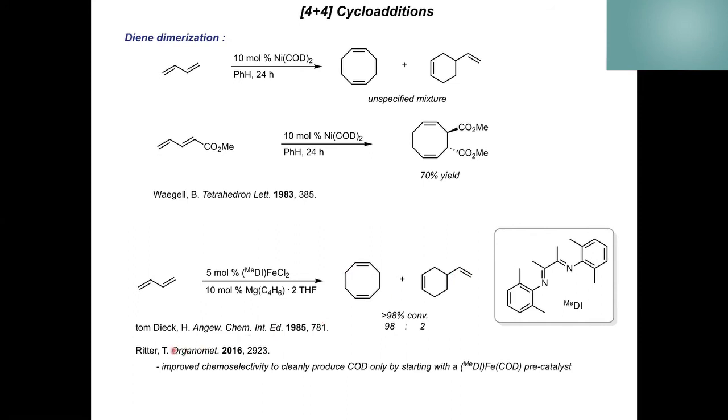And then further improved chemoselectivity, essentially completely removing that vinyl cyclohexene, was achieved by Ritter and co-workers in 2016, using a single component precatalyst rather than an activating strategy. Really, really cool chemistry.